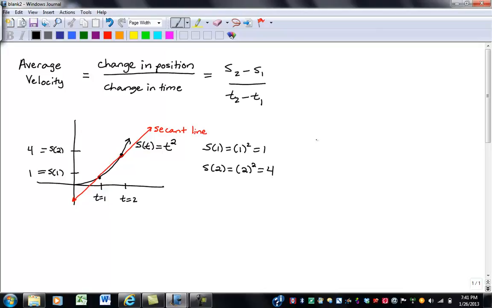So if I wanted to find the average velocity between t equals 1 and t equals 2, it would be the change in position over the change in time. In this case, at 2, it was at position 4. At 1, it's at position 1. So I get 3. The average velocity is 3 feet per second, meters per minute, miles per hour, whatever the units are. But that 3 turns out to be the slope of the red secant line that connects those 2 points. The change in position was the y value, and the change in time was the t value. And so that's why we can think of the average velocity as the slope of the secant line between those 2 points.